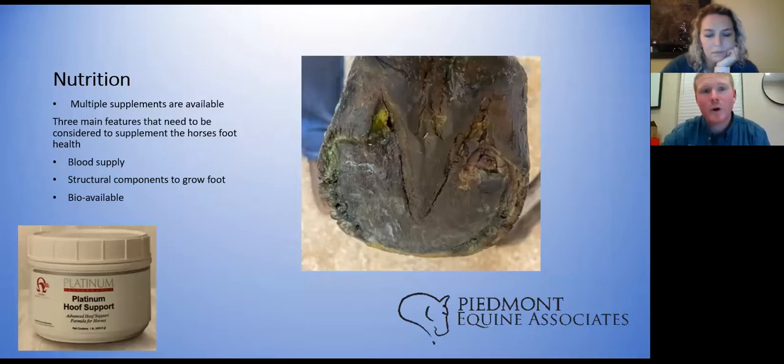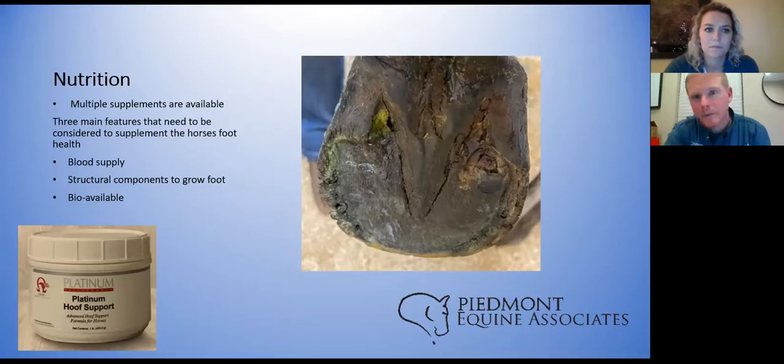However, when you go to Tractor Supply, or you go to veterinarians and ask what's the proper hoof supplement, there are a multitude of hoof supplements. And I think number one, you should ask yourself, what are the three main features of my supplement that is going to make a healthier foot? Is it going to increase my horse's blood supply? Is it going to give proper structure components such as amino acids, biotin? Is it going to make a stronger hoof wall and a less brittle hoof wall? And then also, is it bioavailable?